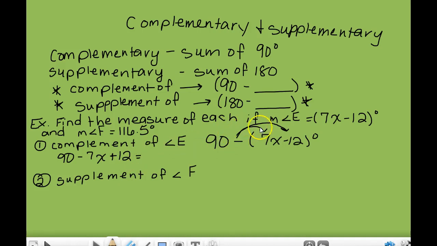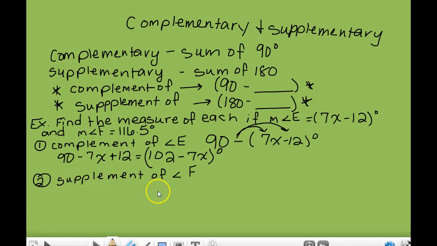So I have 90 minus 7x, and a minus negative 12 is positive 12. So you have 90 minus 7x plus 12, combine like terms. 90 plus 12 is 102 minus 7x. And y'all, that is the answer. 102 minus 7x degrees. Did y'all get that? Okay.